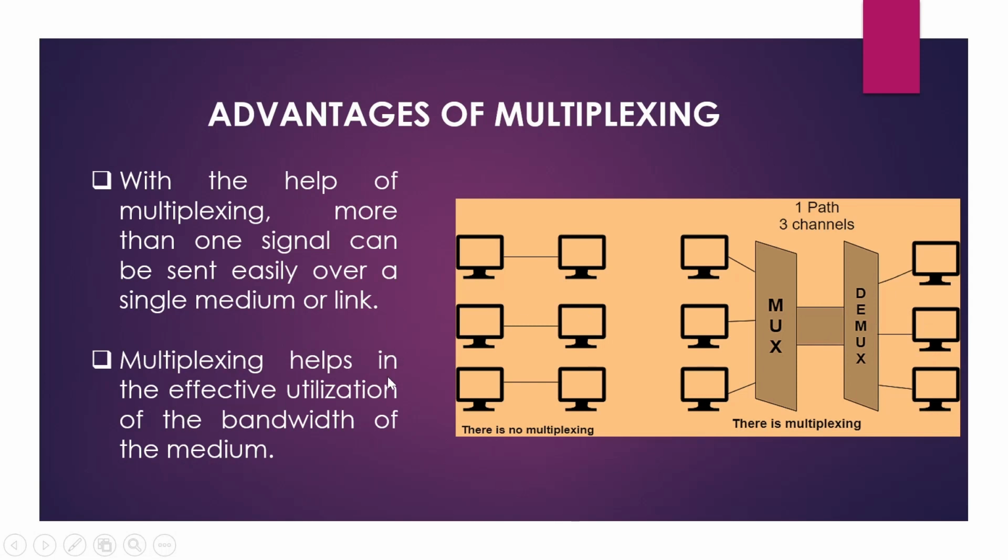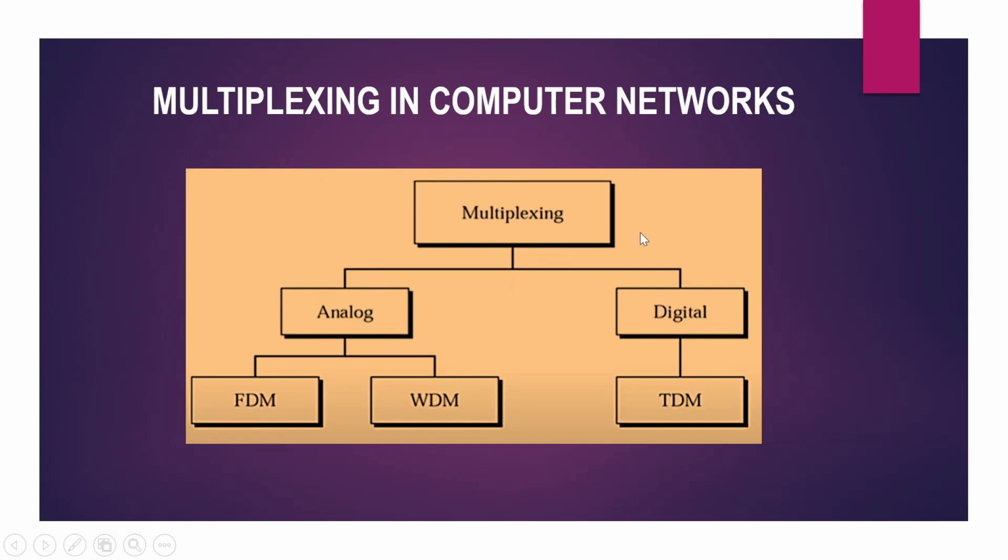So multiplexing helps in the effective utilization of the bandwidth, because as we discussed earlier, in case of one-to-one source and destination communication, we may not use the channel capacity to the fullest. So in this case, it is not the case. So what are the various types? In multiplexing, we can have analog or digital. In case of analog, we will be discussing FDM and WDM, wavelength. Similarly, in case of digital, we will be seeing the TDM.